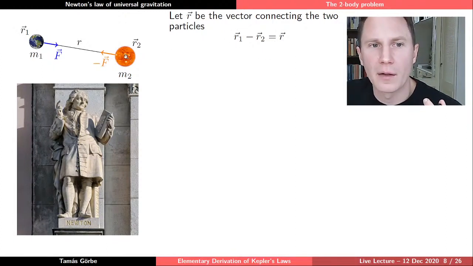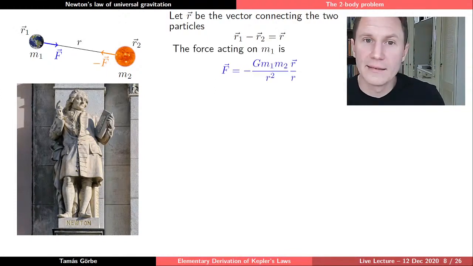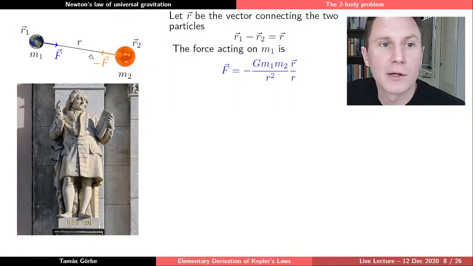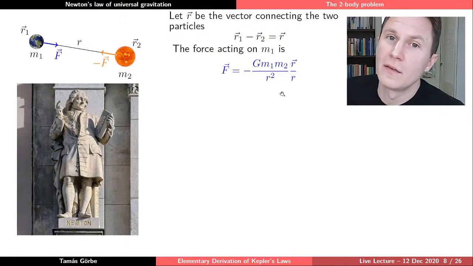It's pointing from the Sun to the Earth at the moment. Okay, so this is r, and then we can express the force acting on m1 as minus capital G, the gravitational constant, times m1 times m2 over r squared. So r here is the distance between the Earth and the Sun. This is Newton's law of universal gravitation. So we have the gravitational constant, the product of the masses, and dividing that is the distance squared.